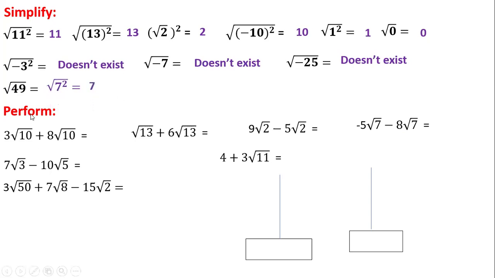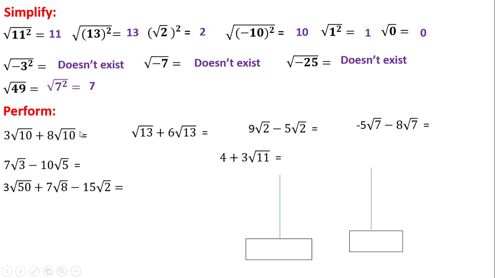Now let's perform addition and subtraction. We have an important rule in addition and subtraction of radicals. The rule says we can only add or subtract similar or like radicands. What do we mean by this? Radicals that have the same radicands inside. So before adding or subtracting, we should check if the radicands are similar.